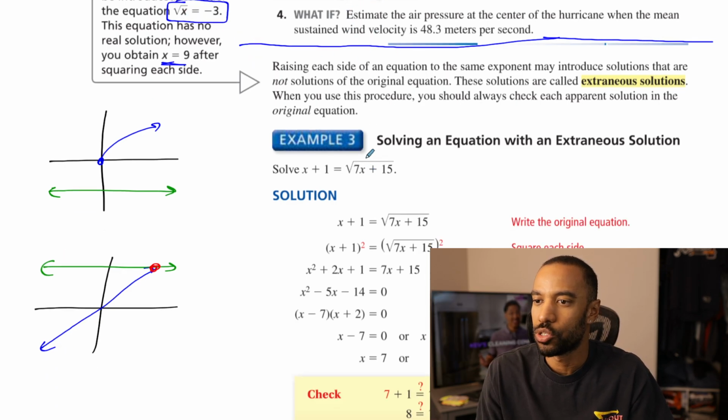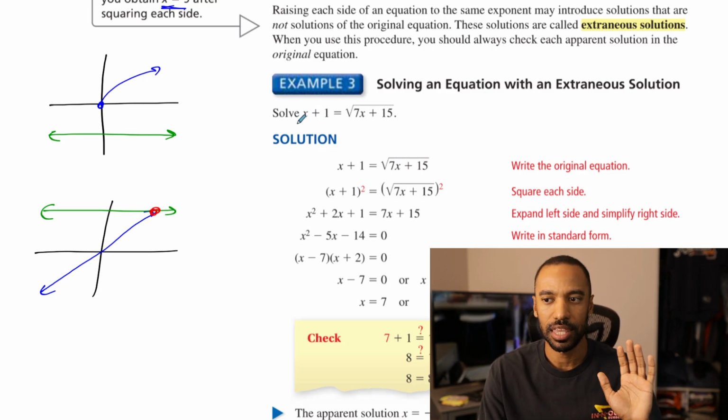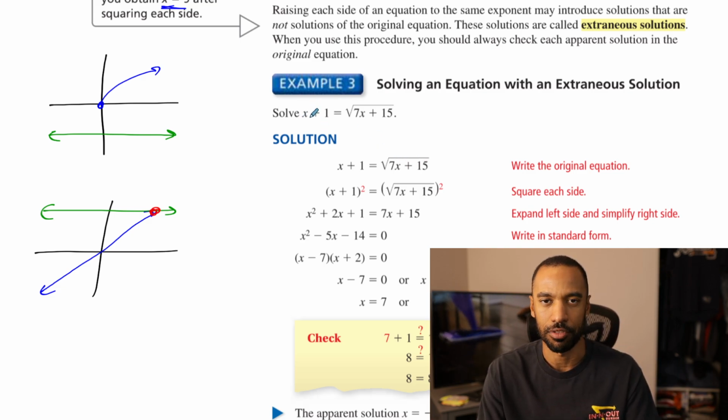Okay, let's look at an example here. Solve x plus 1 equals the square root of 7x plus 15. Now, notice that there is also an x on the outside of the radical, okay?